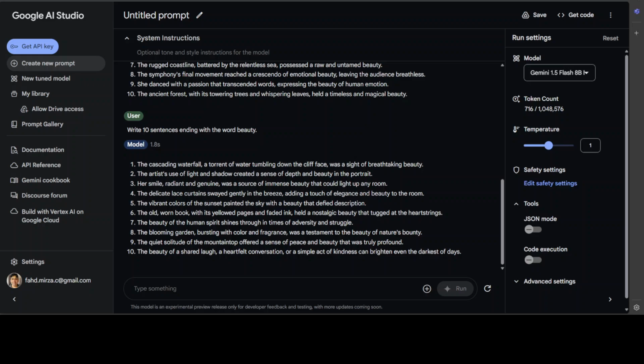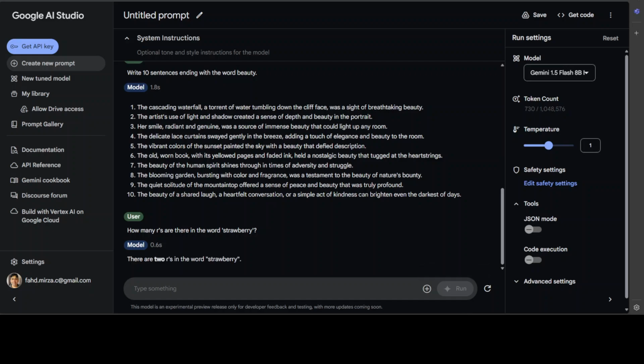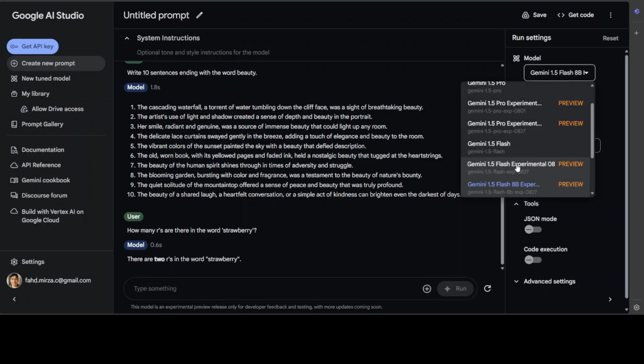Let's ask it another question. I'm just going to ask another slightly mind twister. So I'm asking it, how many R's are there in the word strawberry? You can see that there are 3 R's. It says 2 R's. Failed. It's a very simple question. So Flash has failed here.